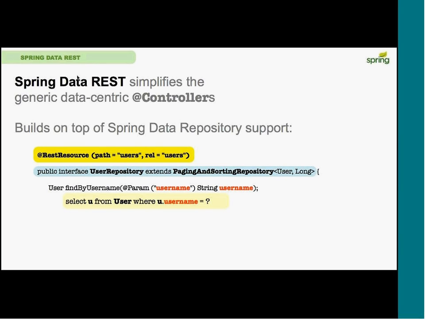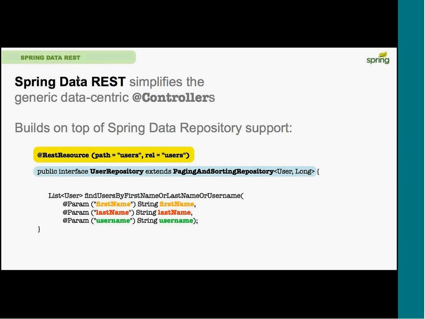A more complex example, for example, is list user, find users by first name or last name or username. And here I'm saying that I want to predicate my results based on all three of these parameters. This ultimately looks kind of like this. It looks like select u from user where username equals whatever and first name equals whatever and last name equals whatever. This is very easy to see. It's very easy to understand. It doesn't take a lot of code, and you get it for free.